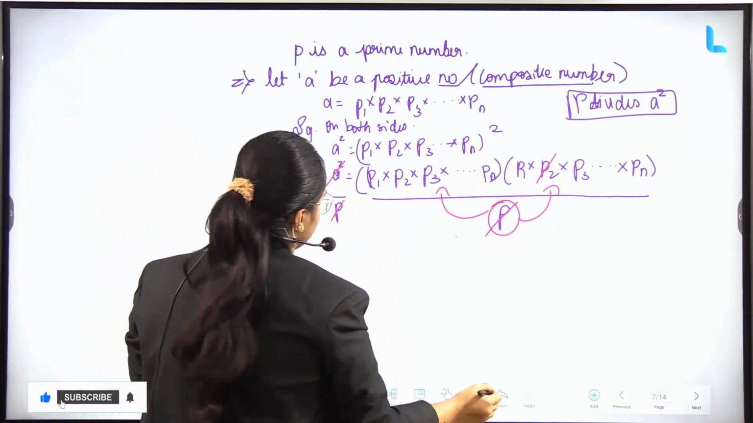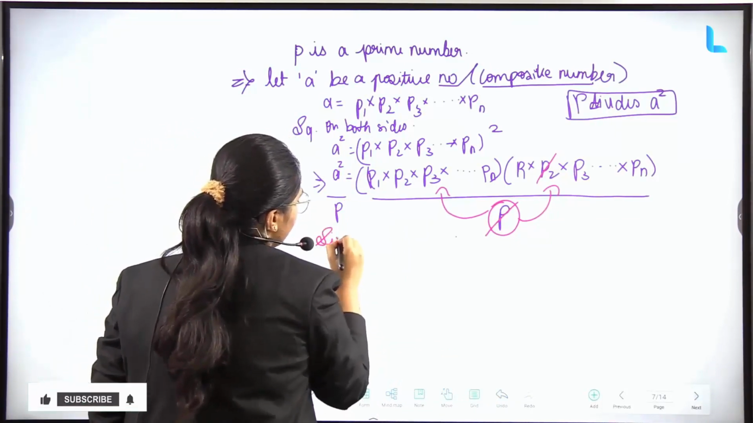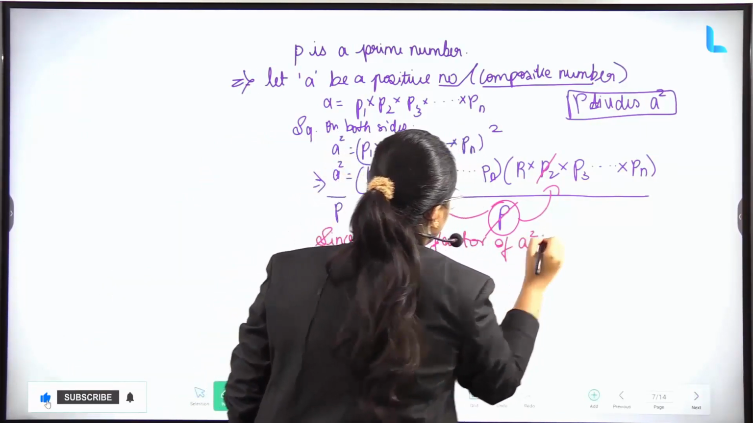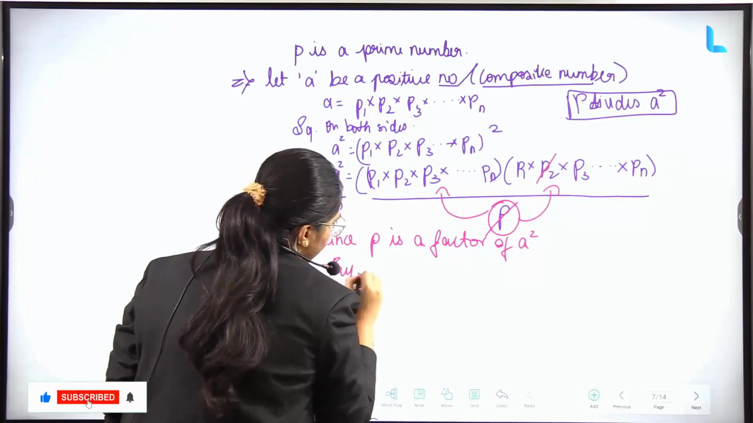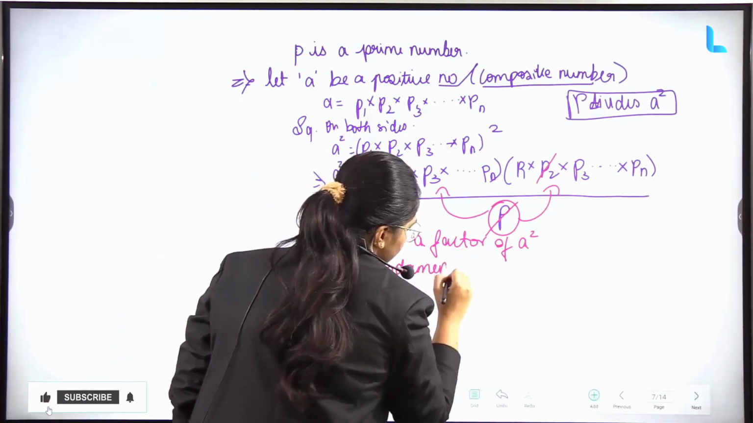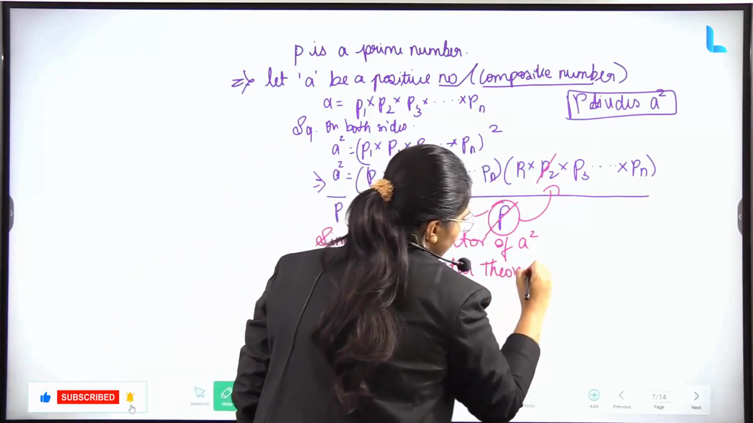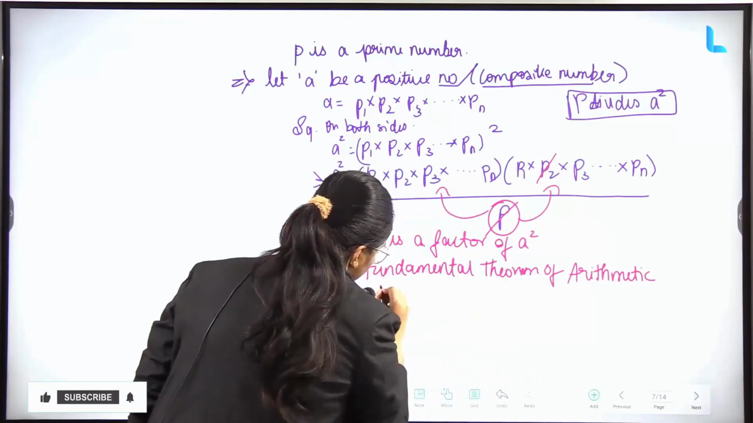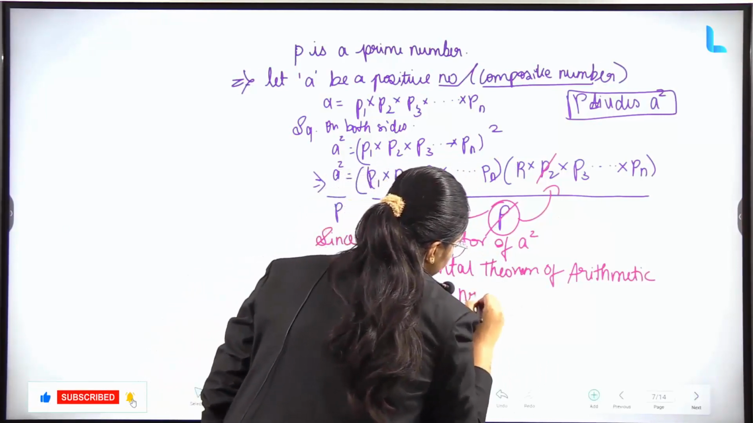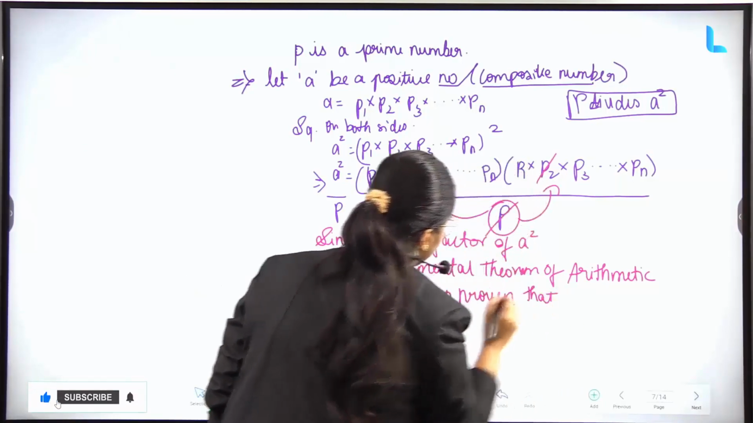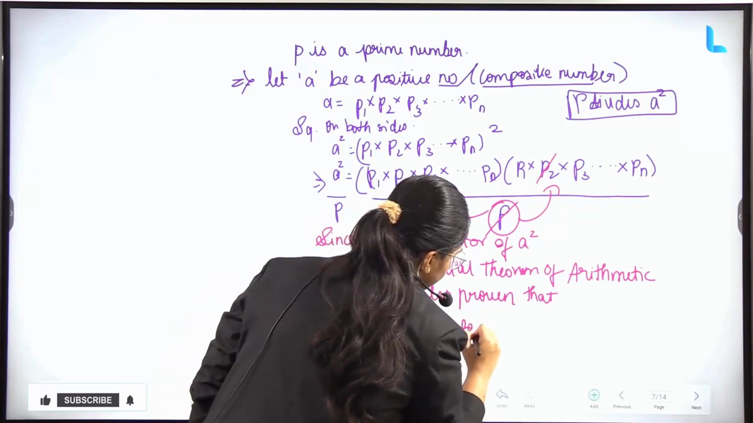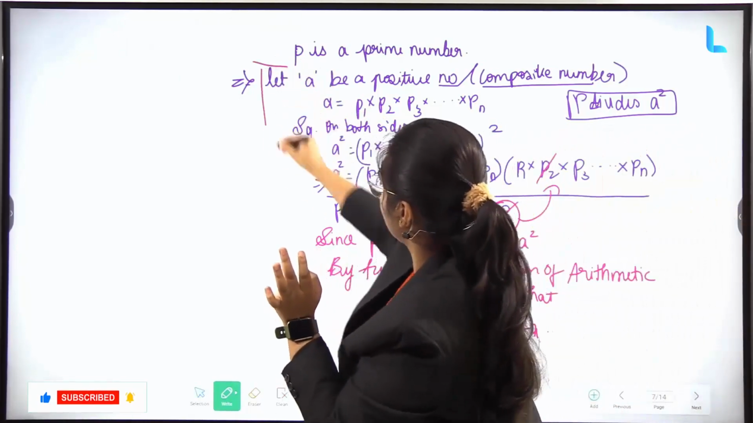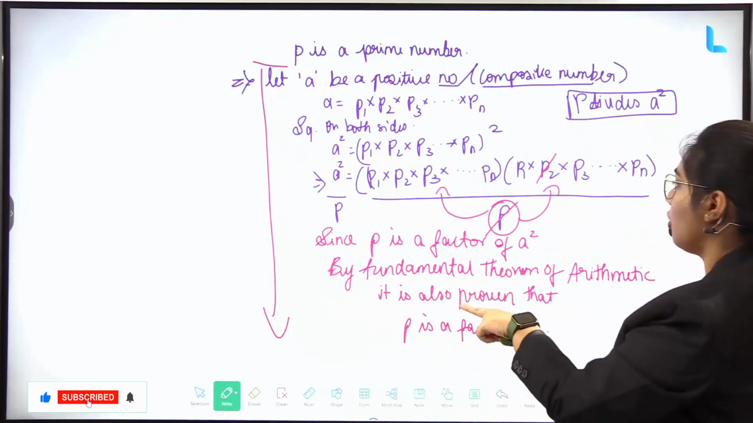Since this cancels this, we can write that since P is a factor of A square, by the fundamental theorem of arithmetic, it is also proven that P is a factor of A. See, this is one way to represent your answer in a theory question, or these two slides.